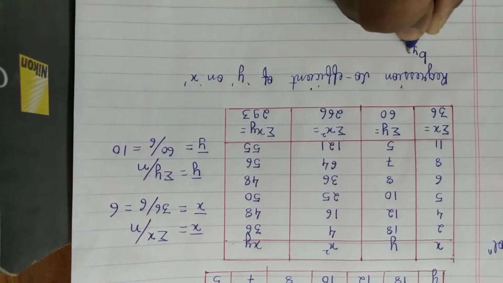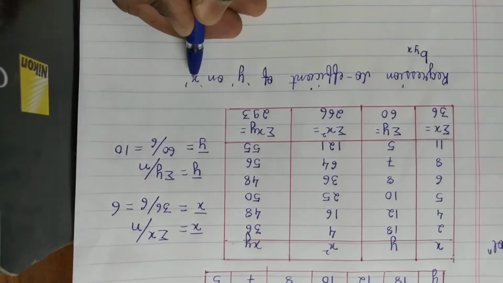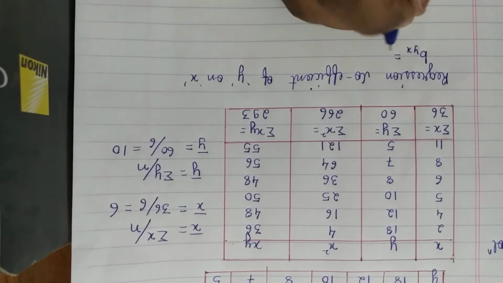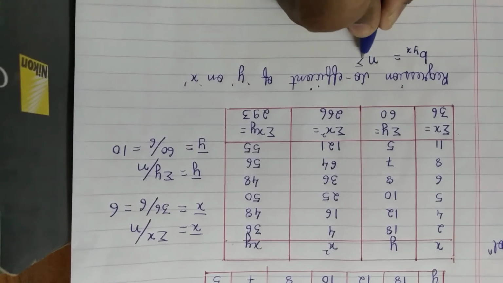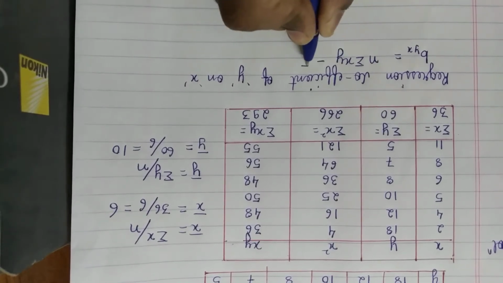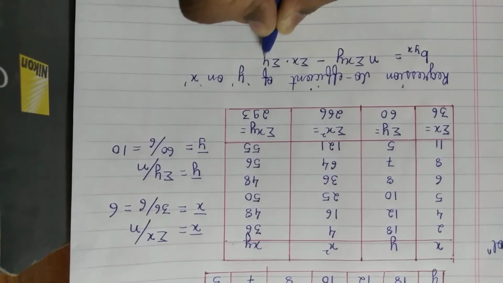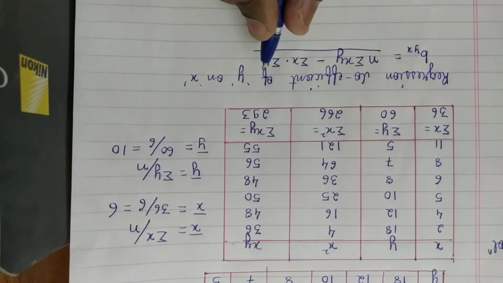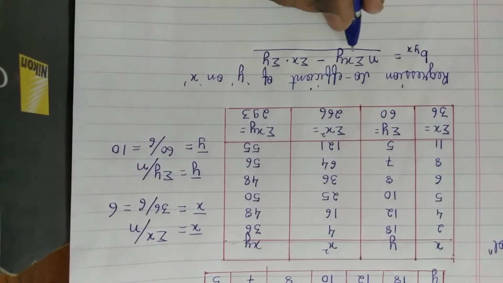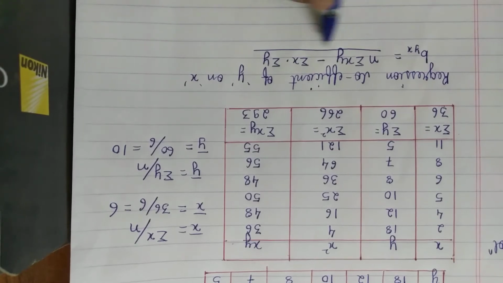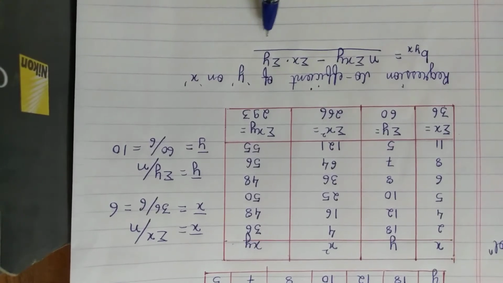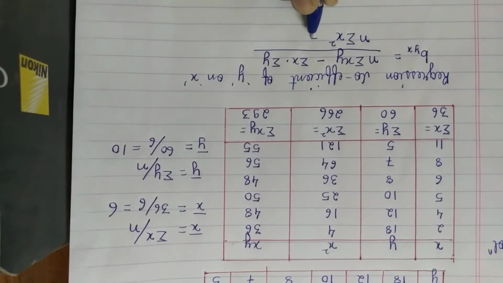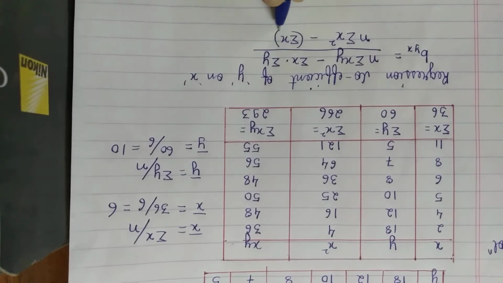byx: first y then x, first y then x. byx is equal to n into summation xy minus summation x into summation y. The numerator remains the same whether it is x on y or y on x. The numerator is the same, divided by, see, y on x, so only x terms will come in the denominator. So what is the denominator? n into summation x square minus summation x the whole square.